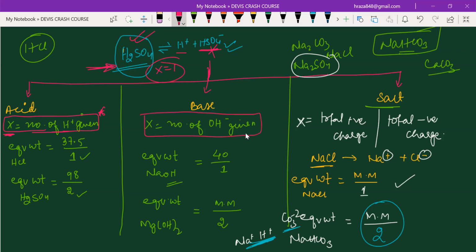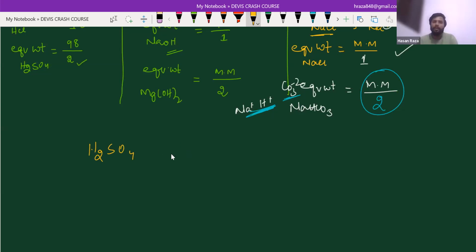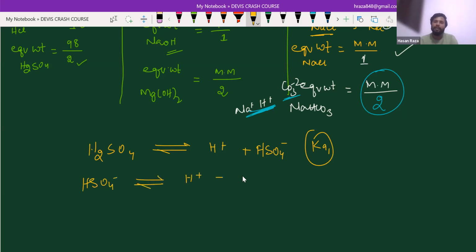The H plus that we write in theoretical H2SO4 to H plus and SO4 minus, it does not go like that. You have studied it in ionic equilibrium. It goes stepwise. I want to explain a concept: this is H2SO4 and this will be converted into H plus and HSO4 minus, and this is acid dissociation constant Ka1. Again, this HSO4 minus will be converted into H plus and SO4 2 minus, and this is Ka2.